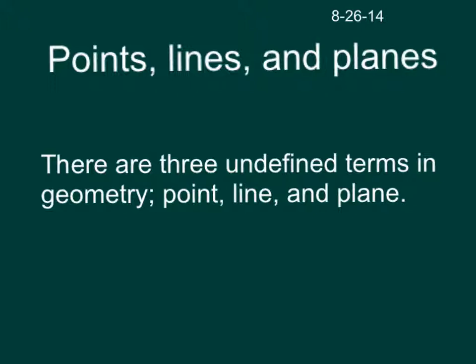Today is August 26th. There are three undefined terms in geometry: point, line, and plane. They are called undefined terms because there are so many good definitions that they can't settle on just one, because they have a lot of things that are true about them. So we're going to look at what they look like and how we're going to label and name them.